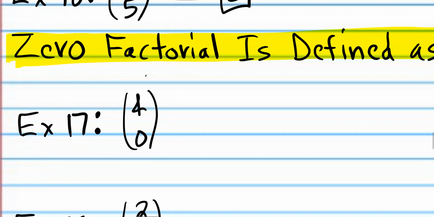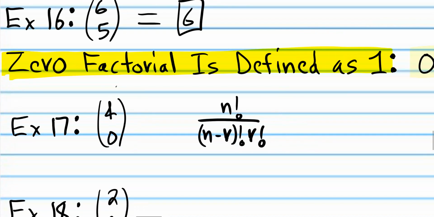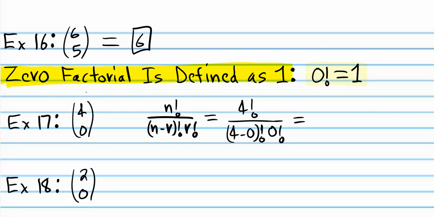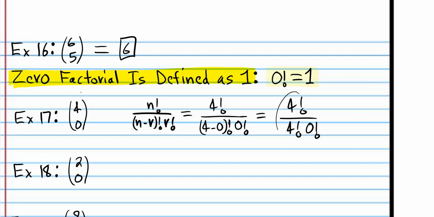So let's use the formula n factorial over n minus r factorial times r factorial, which is 4 factorial over 4 minus 0 factorial times 0 factorial. So 4 minus 0 is just 4, so we have 4 factorial over 4 factorial. And these just divide out and become 1, but what is 0 factorial? We haven't talked about that yet.